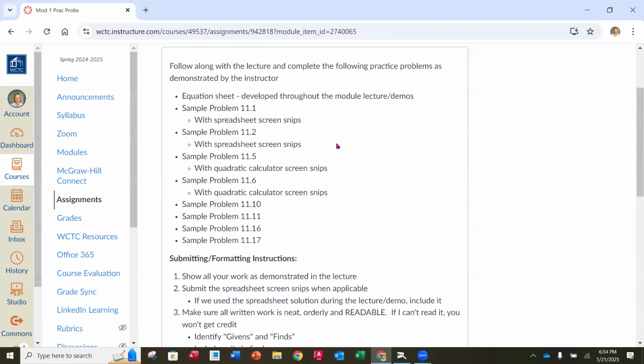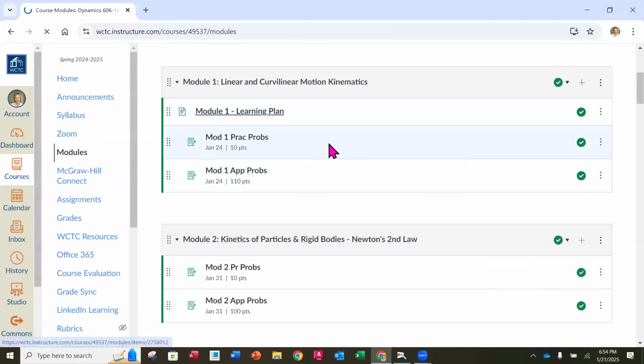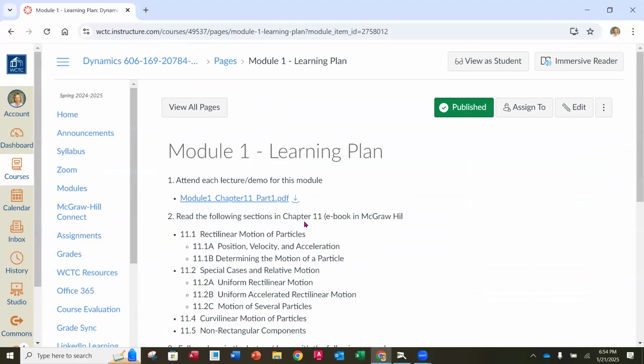All right. So as we're going through, I wanted to tell you about the equation sheet, because it's not officially in the learning plan, but I'm going to ask you to submit one for me that you generate as we go through the module. Okay. So then let me go back to our learning plan. And we'll talk about application problems once we get through the chapter, okay?